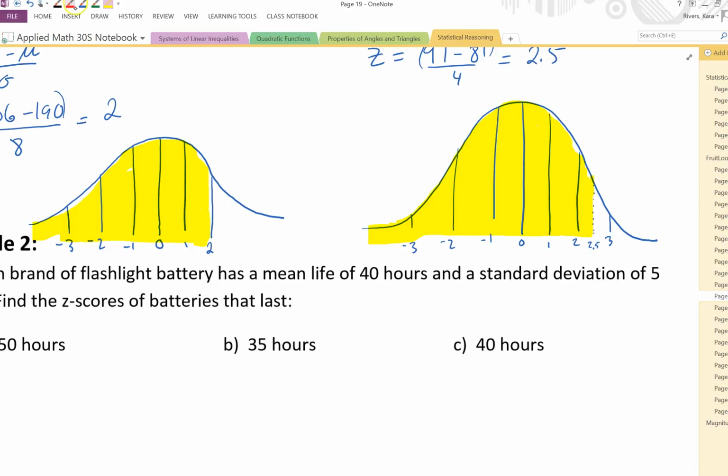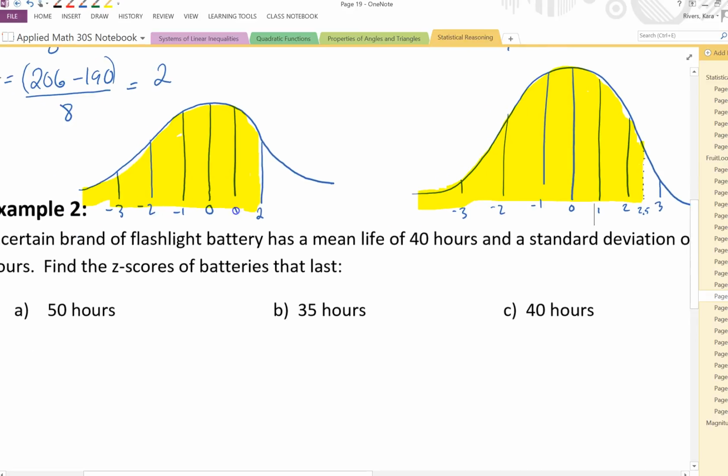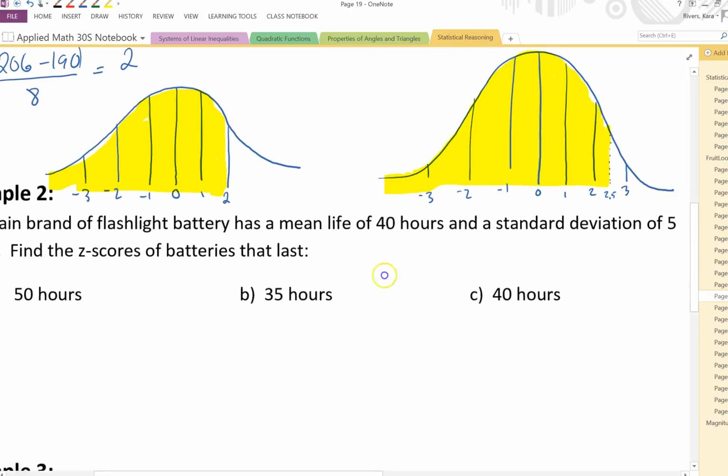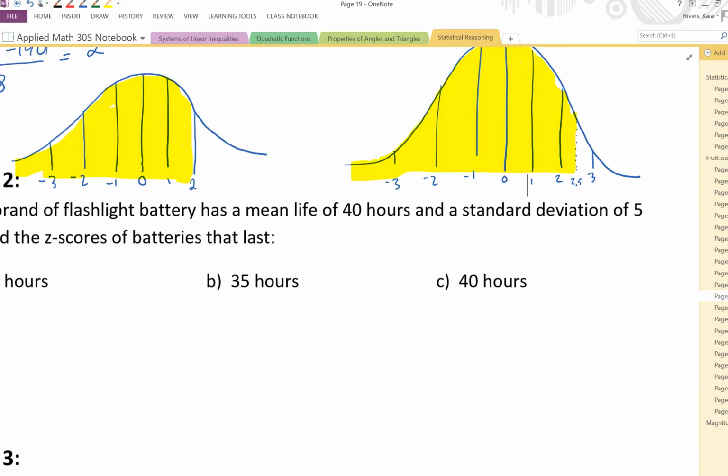Okay? So if we look at this, we can see that for the first person, there's two standard deviations above the mean. The other person's 2.5 standard deviations above the mean, and person 2 has a better score.